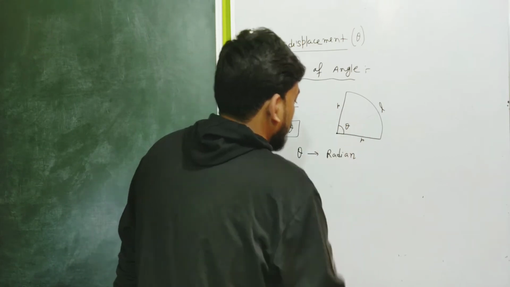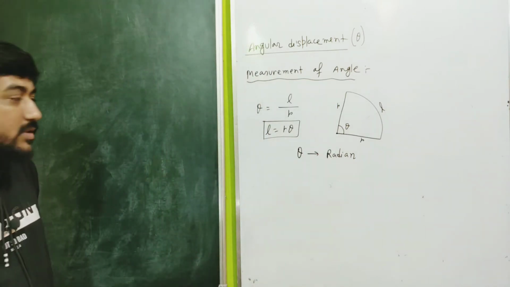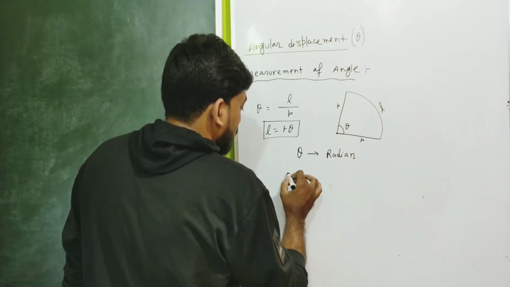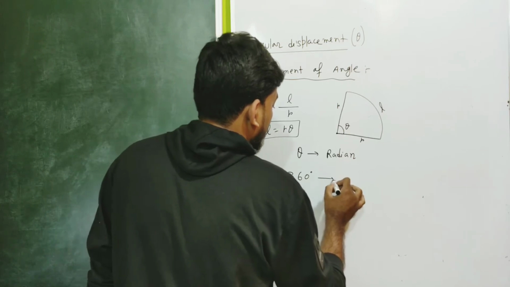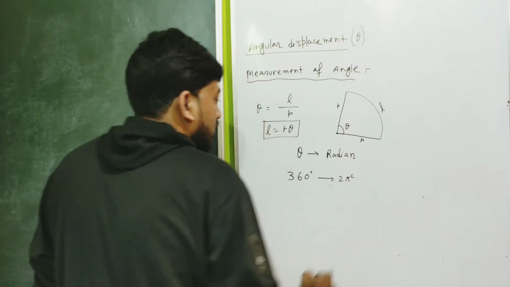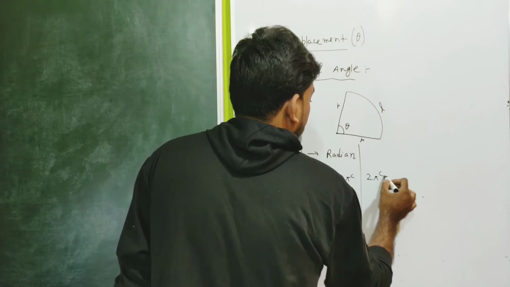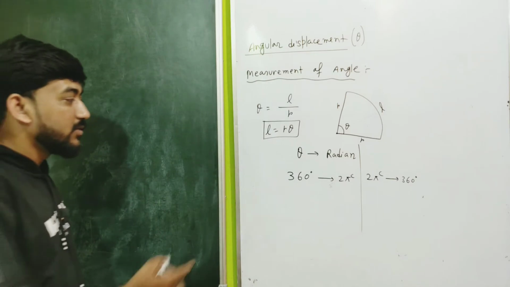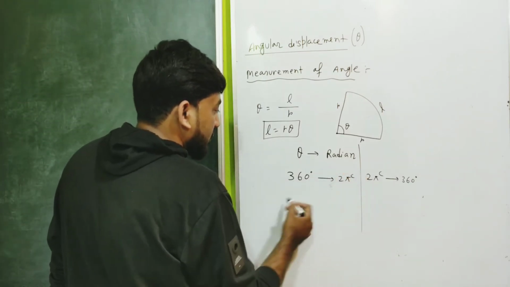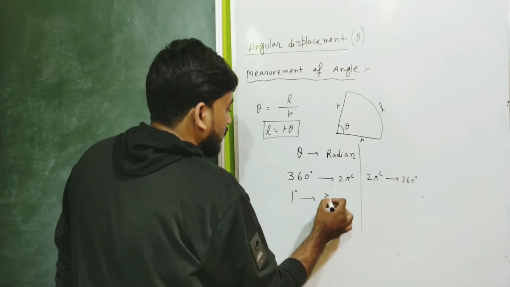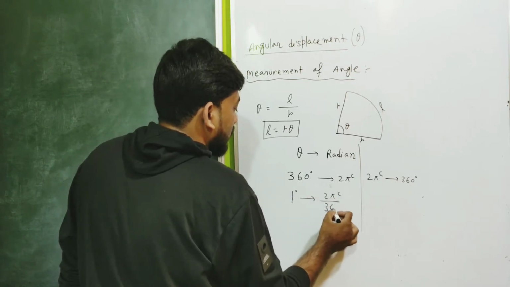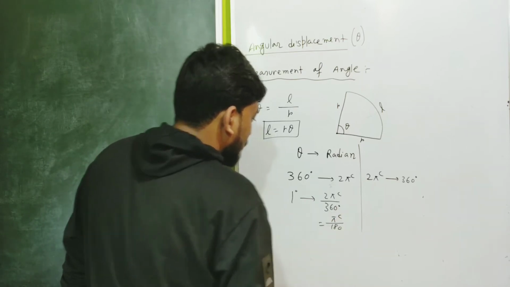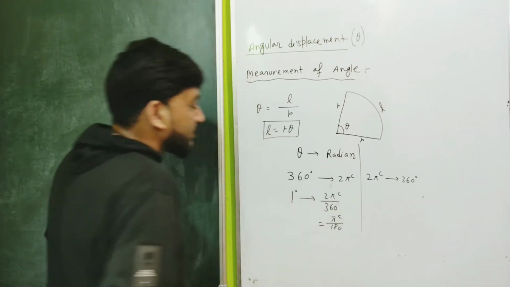Okay, so you need to know the relation between the radian and the degree. So 360 degree means 2 pi radian. Okay, so you can write it like this, or you can write it like this, that 2 pi radian means 360 degree. So you can convert from degree to radian or radian to degree by using this relation. So if you take 1 degree, then it will obviously be 2 pi radian upon 360, so that will be pi radian by 180.